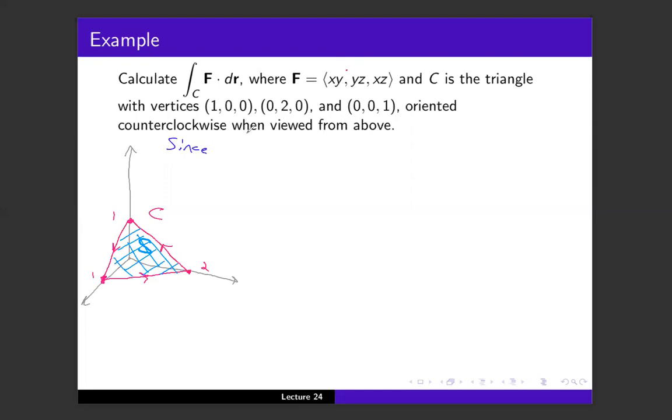And the important point here is that since S, the one we just defined, has the curve C as a boundary, we may want to use Stokes' theorem if it's easier.